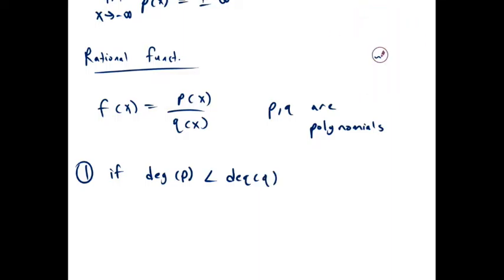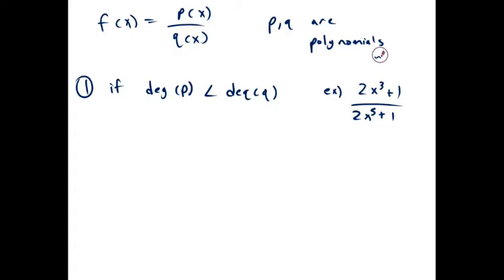For example, that would be 2x to the third plus 1 over 2x to the fifth plus 1. We have a higher degree on the bottom. In that case, the limit as x approaches positive or negative infinity is going to equal 0, because the bottom will get bigger and bigger, whereas the top doesn't grow as big.